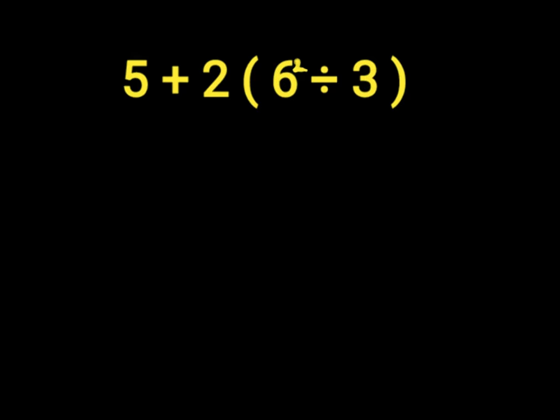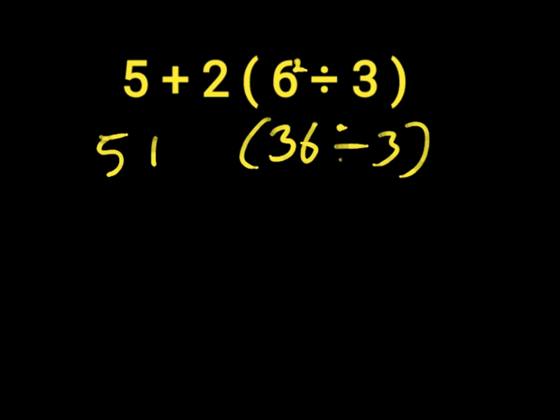We first of all solve our parenthesis, which is 6 to the power of 2 divided by 3. 6 to the power of 2 will give us 36, which is 6 times 6. Then divided by 3. We'll put it in our parenthesis. Then we have 5 plus 2. So 36 divided by 3 will give us 12.